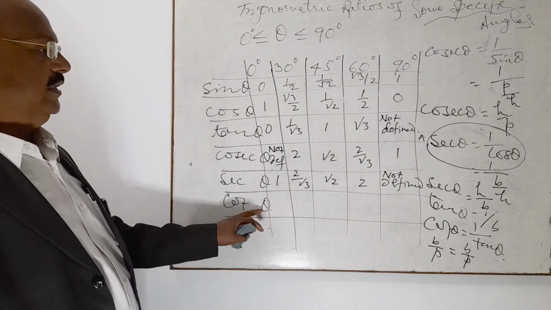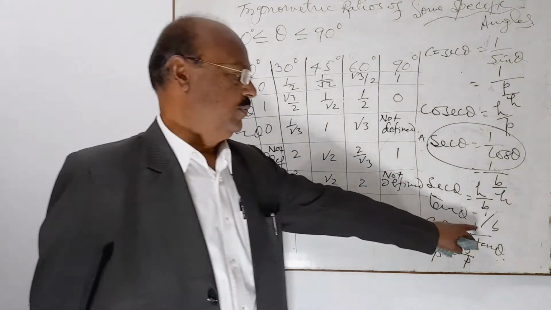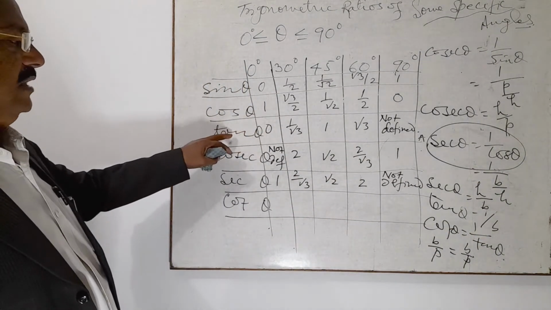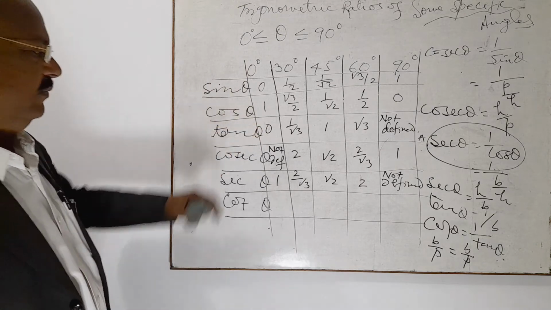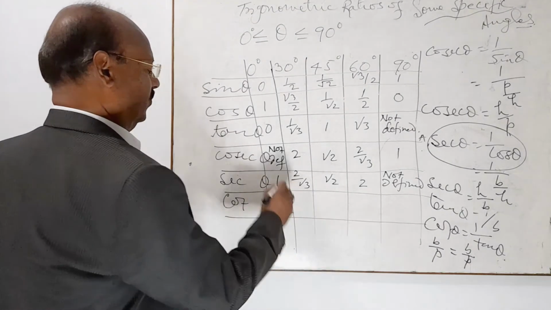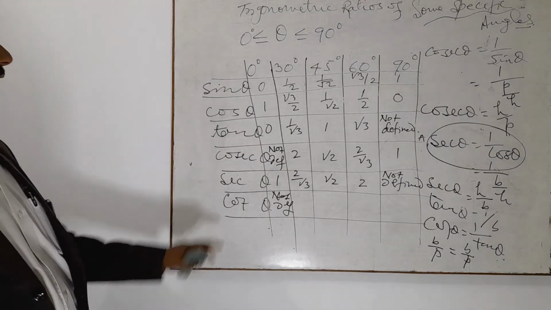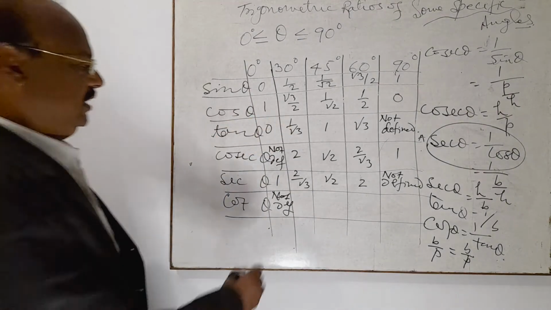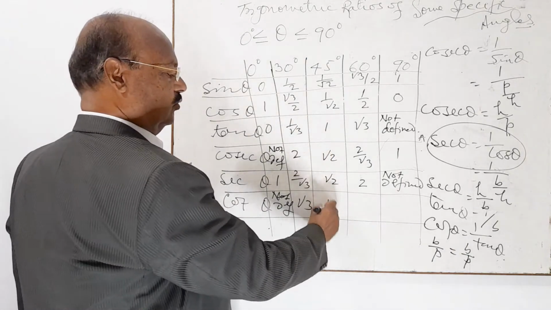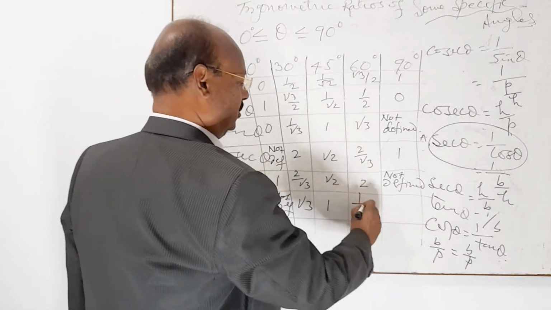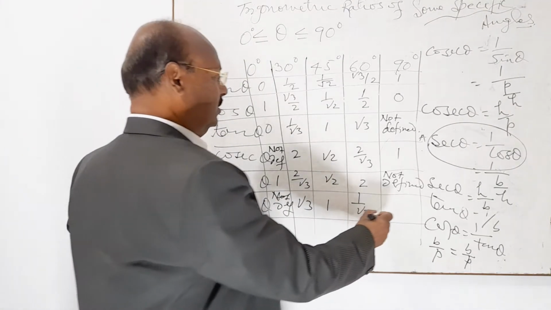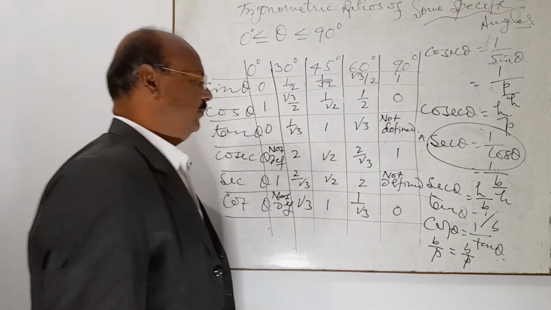And cot theta is the reciprocal of tan theta. So you can use the reciprocal of tan theta, meaning for 0 degree, 1 by 0, this is not defined. And 1 upon 1 by root 3 is root 3, 1 upon 1 is 1, here 1 upon root 3. And this will be 0 degree.